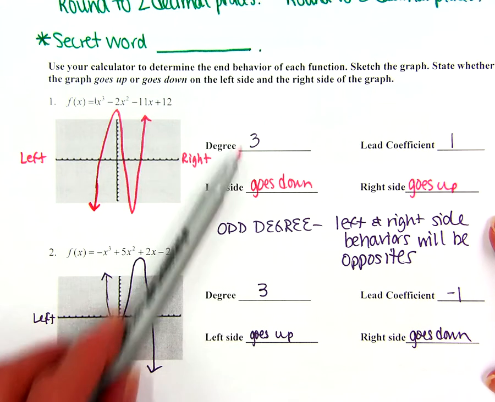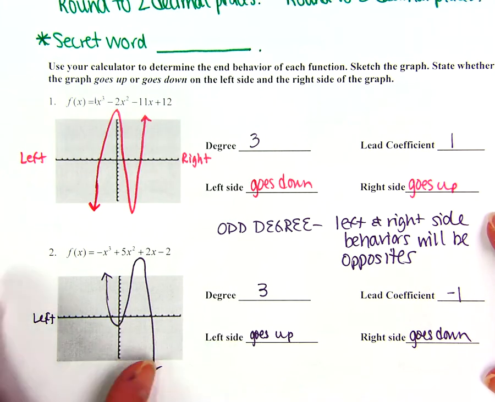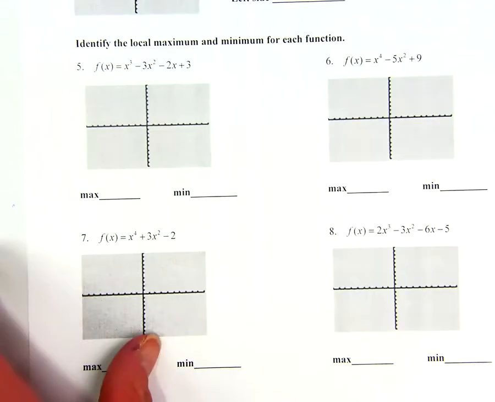Alright, this will work for any odd degree polynomial. It doesn't have to be only cubic. Alright, so look at the next two problems.